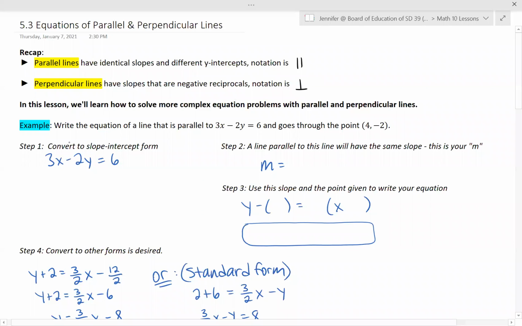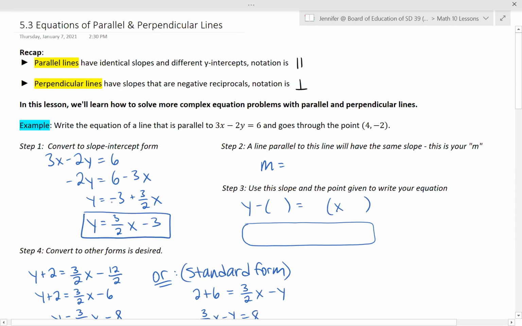So first example, write the equation of a line that is parallel to 3x minus 2y equals 6 and goes through the point (4, -2). I've listed this out step by step of how we would solve this problem. The equation's in standard form, so first we want to convert it to slope-intercept form. At this point, you should be comfortable with doing this, but we want to isolate for y. That would give us y equals negative 3 plus 3 over 2 x. So converting to slope-intercept form, we get this equation. Just a different way to represent the equation given to us that's a lot easier to work with.